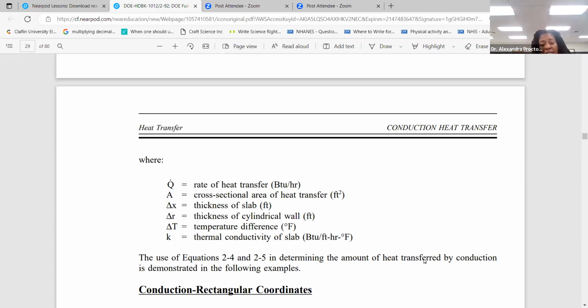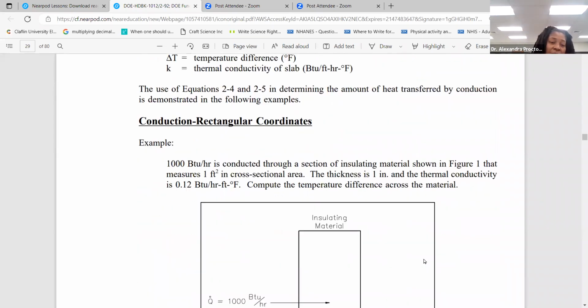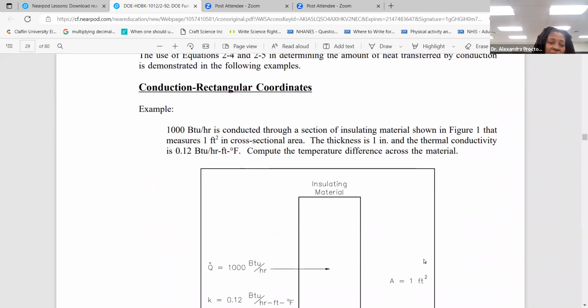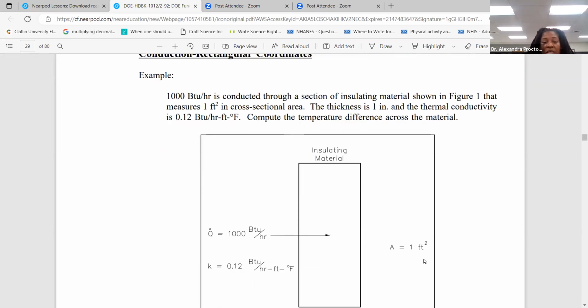We use those equations in determining the amount of heat transfer by conduction, as given by the following examples. If we calculate conduction through rectangular coordinates, the question asked is: 1,000 BTU per hour is conducted through a section of insulating material shown in figure 1. It measures 1 foot squared in cross-sectional area. The thickness is 1 inch, and the thermal conductivity is 0.12 BTU per hour foot degree Fahrenheit. Compute the temperature difference across the material.